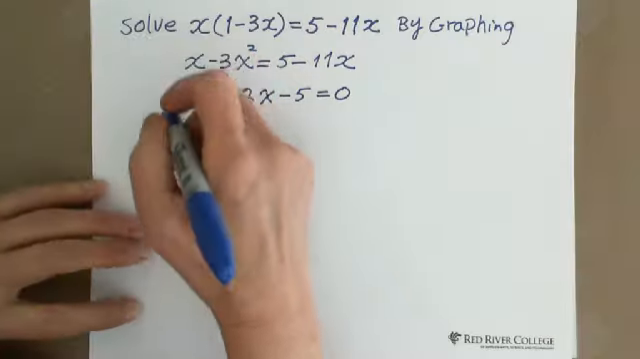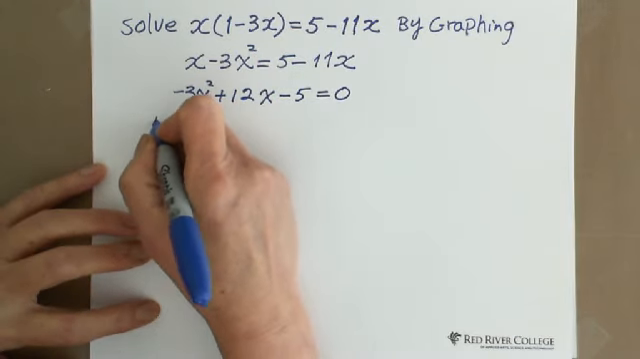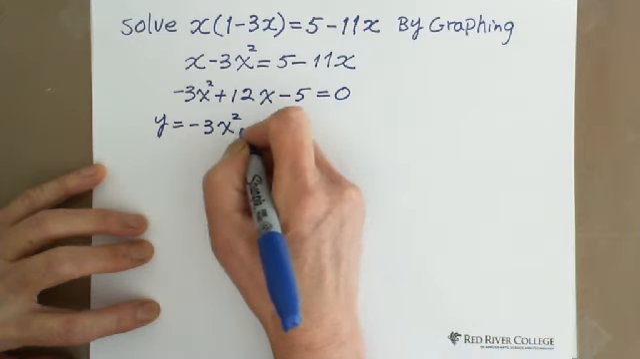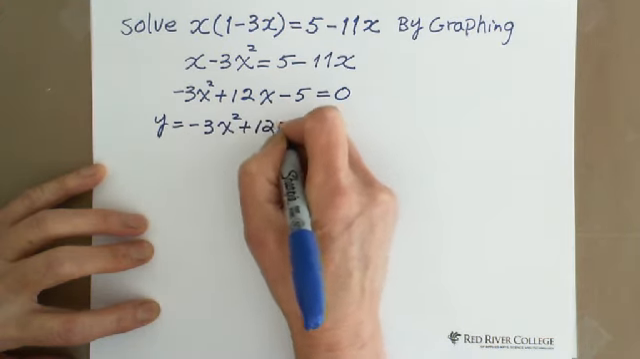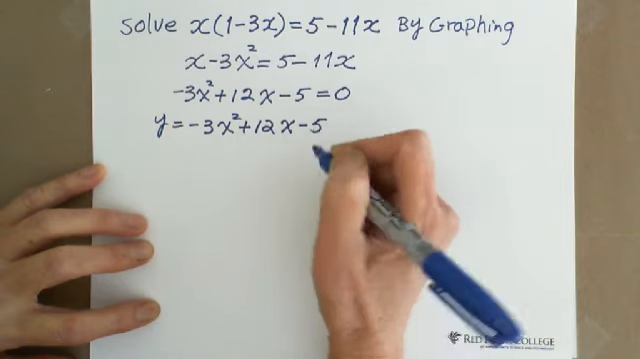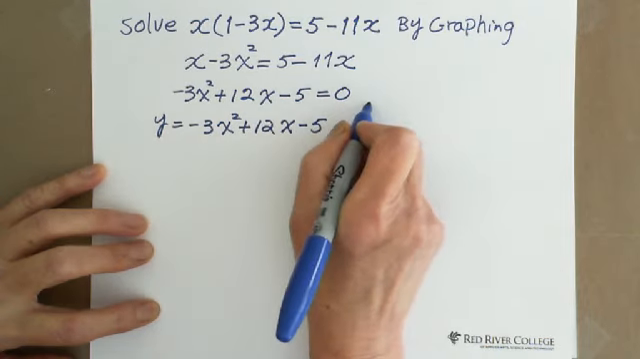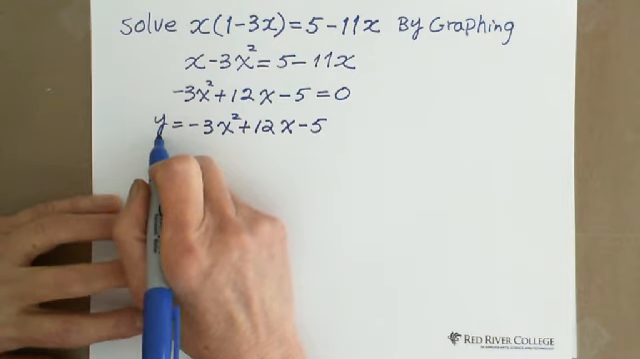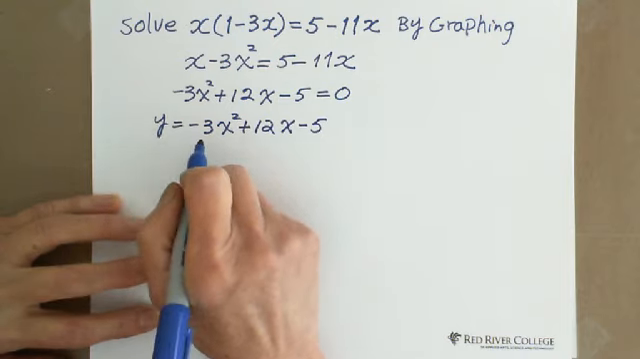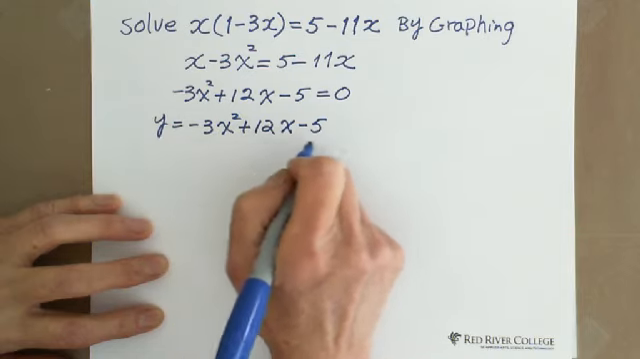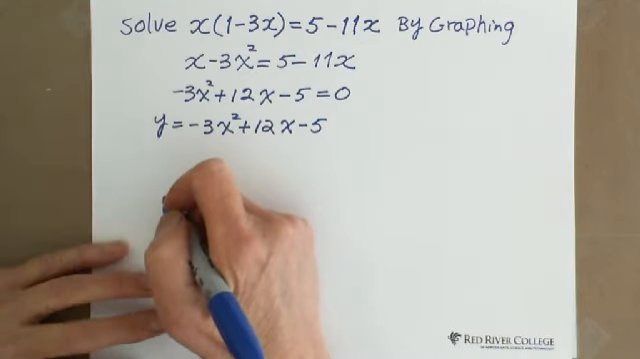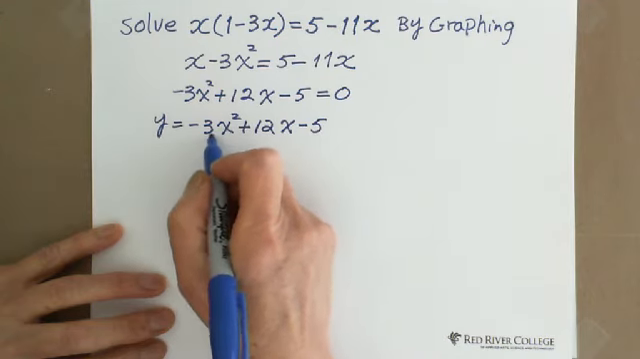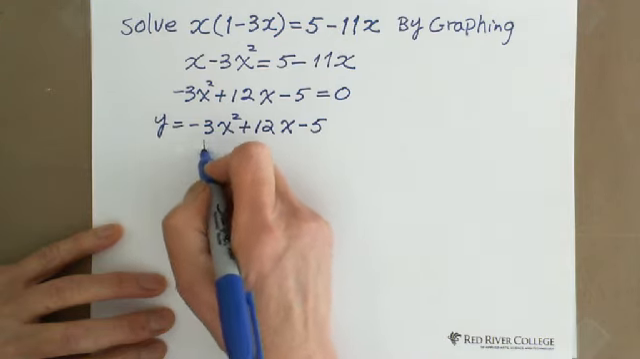So we graph y equals negative 3x squared plus 12x minus 5. For solving this quadratic equation, we need to graph the function y equals negative 3x squared plus 12x minus 5. But now we found the coefficient of x squared is negative 3 here.